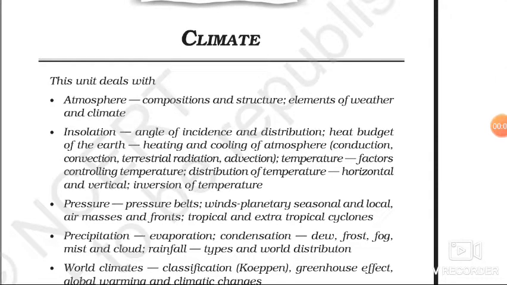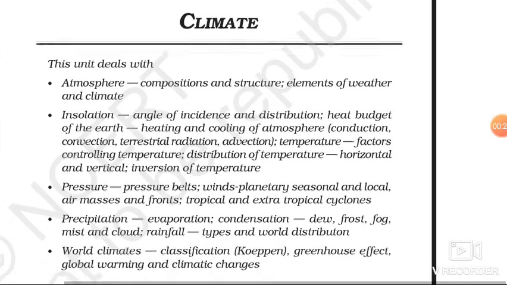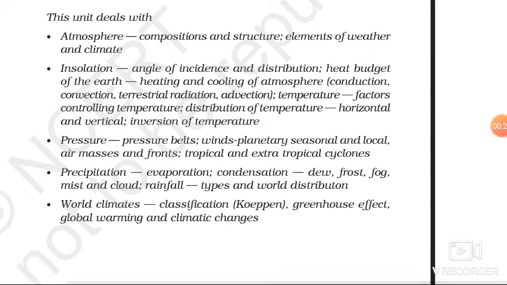Hello friends, I am Lakshmikant and today we are going to discuss the climate, and this is a very important unit of the fundamentals of physical geography, unit 4, class 11. So basically this unit deals with the atmosphere, insolation, pressure, precipitation, world climates, and how this affects the rain pattern over the world and especially in India.